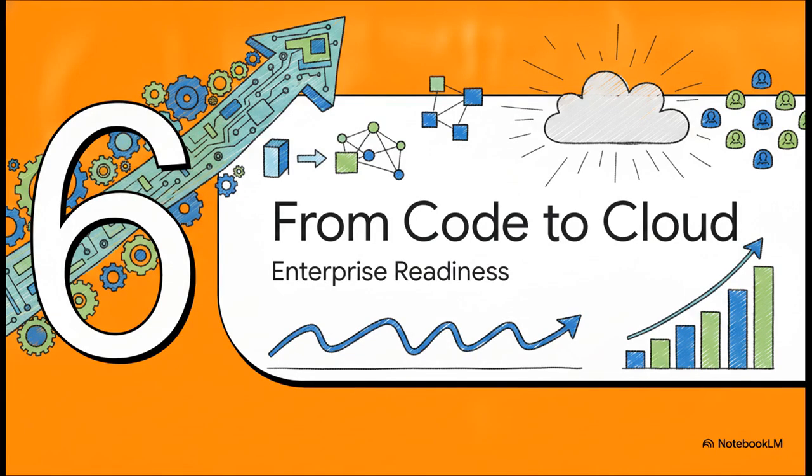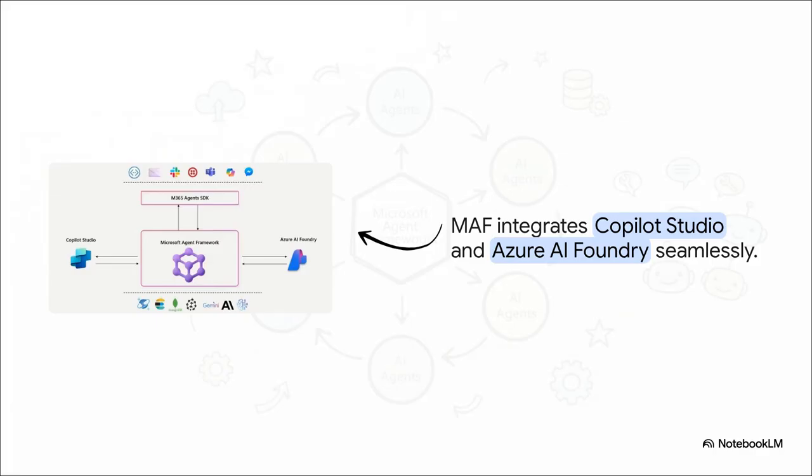Moving on to our final section, Section 6, From Code to Cloud, Enterprise Readiness. Let's look at the transformational journey of actually deploying these systems, because an agent is really only as good as its ability to scale reliably in production. Notice how MAF sits right in the middle here, acting as the critical bridge in the ecosystem.